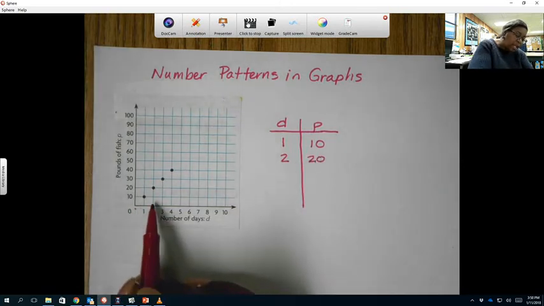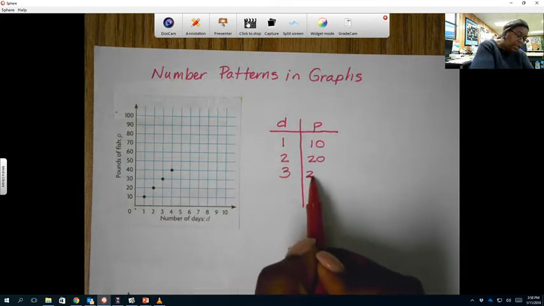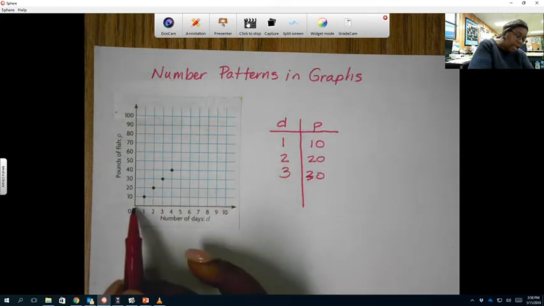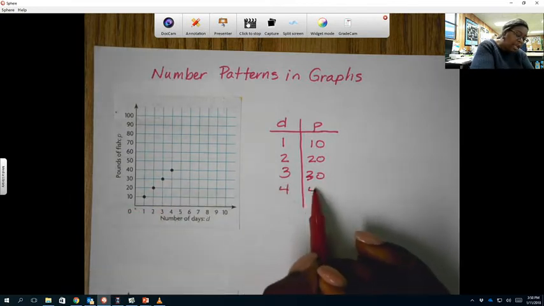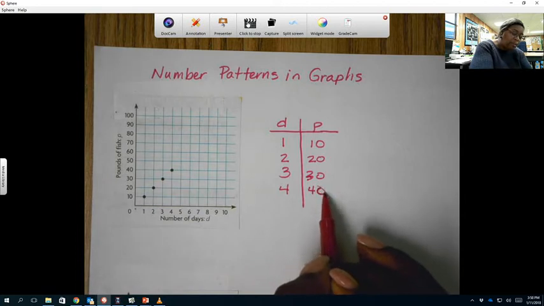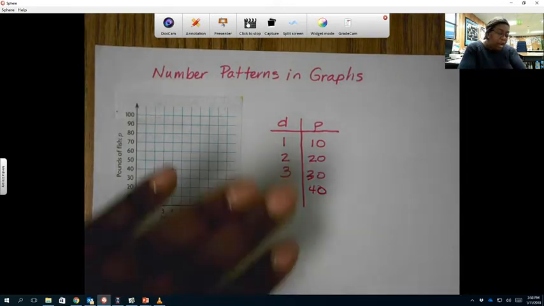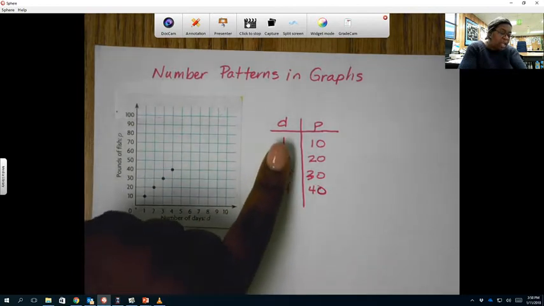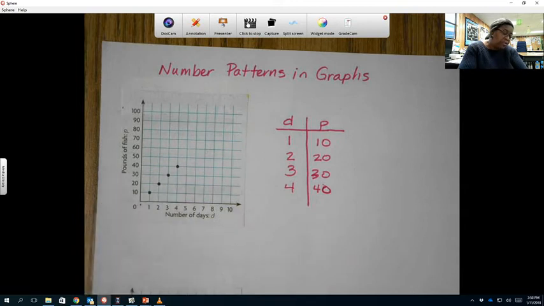Over 3 and up 30, 3 and 30. And starting at the origin, over 4 and up 40, 4 and 40. So now, I've labeled my points here, but I've also created an input-output table where I have a relationship between D, the number of days, and P, the number of pounds of fish.